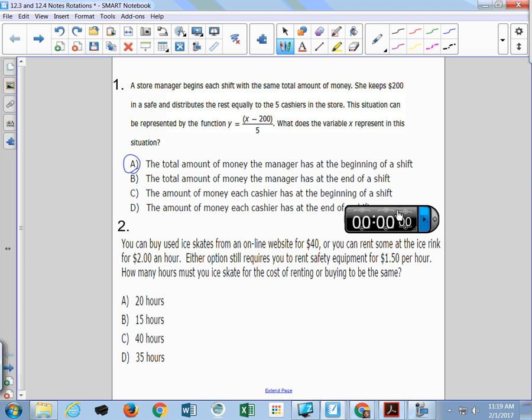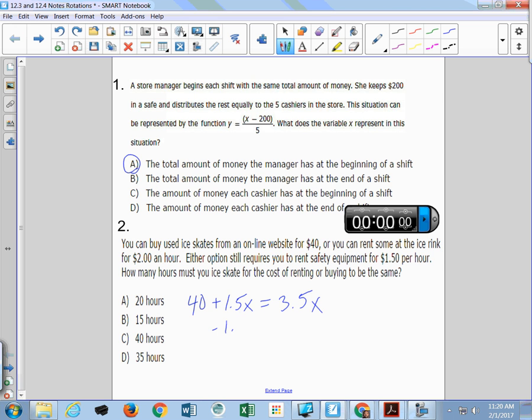So you buy them online. You're going to pay $40, plus you have to pay $1.50 an hour for safety equipment. If you rent everything at the ice rink, you have to pay $2 an hour and $1.50 an hour for safety equipment. So that's $3.50 per hour. All right, so there's our equation.